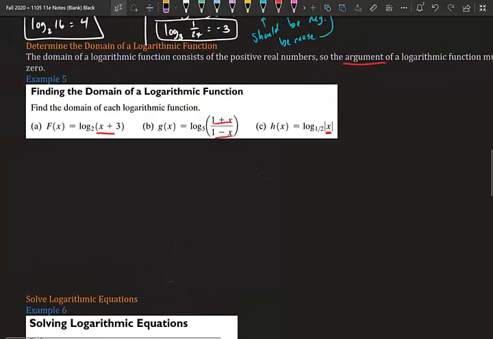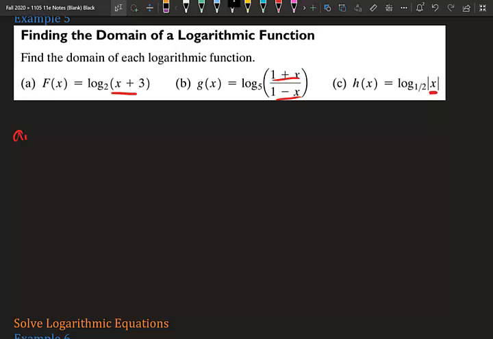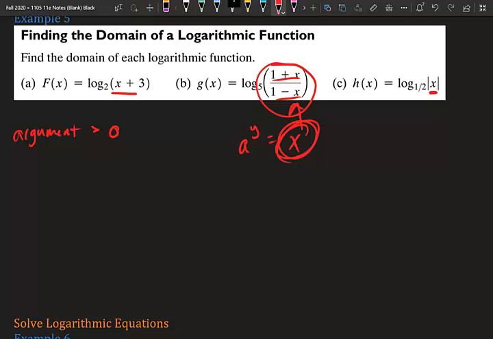So it's stating the argument must be greater than 0. So that's how we find the domain, is just set the argument greater than 0. The reason being because what we're given, that's the equal part. That's the log base, sorry, wrong one. A to the power of y equals x. That's that part right there.